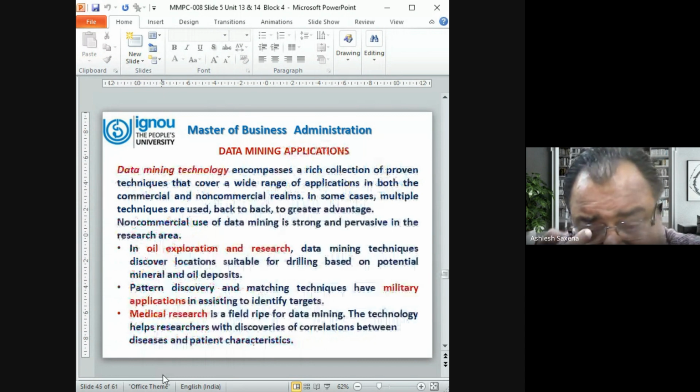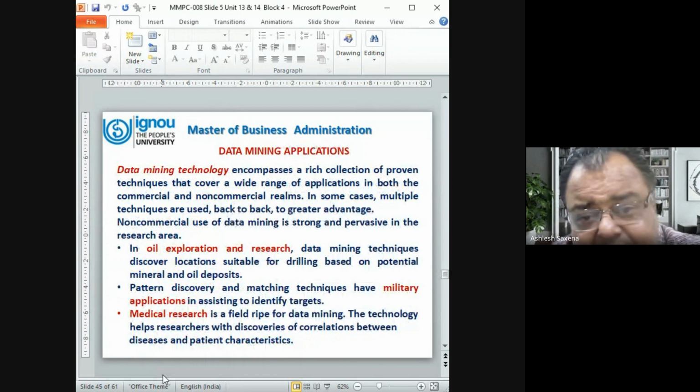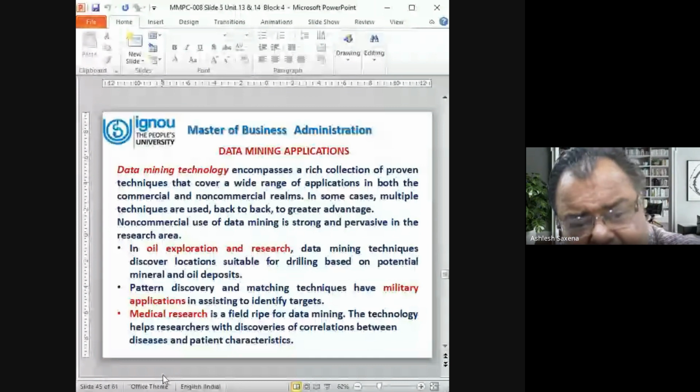Now, where is data mining applied? We always try to read, but we never expect where what we are being taught is being applied. Data mining technology emphasizes a rich population of proven techniques that cover a wide range of applications in both the commercial and non-commercial realm. In some cases, multiple techniques are used back to back to greater advantage. Non-commercial use of data mining is strong and pervasive in the research area.